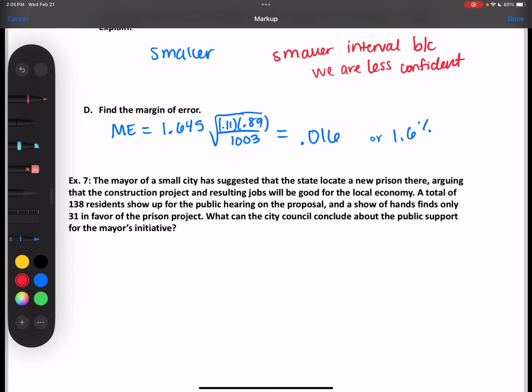All right. The mayor of a small city has suggested that the state locate a new prison there, arguing that the construction project and resulting jobs will be good for the local economy. A total of 138 residents show up for the public hearing on the proposal, and a show of hands finds only 31 in favor of the prison project. What can the city council conclude about the public support for the mayor's initiative?